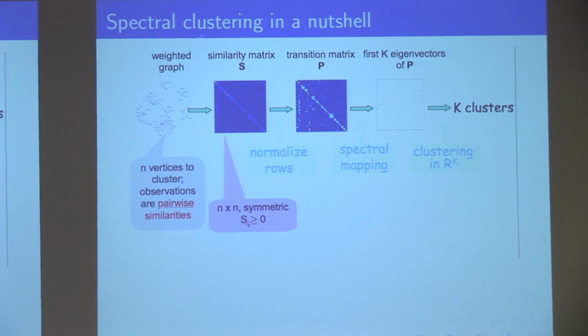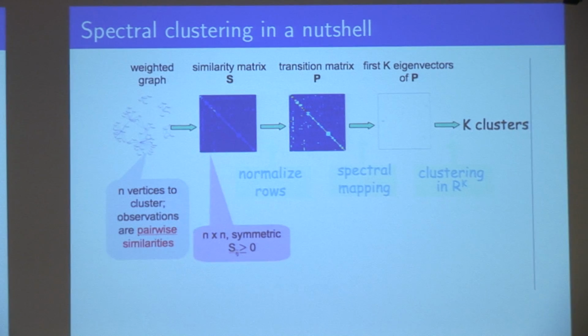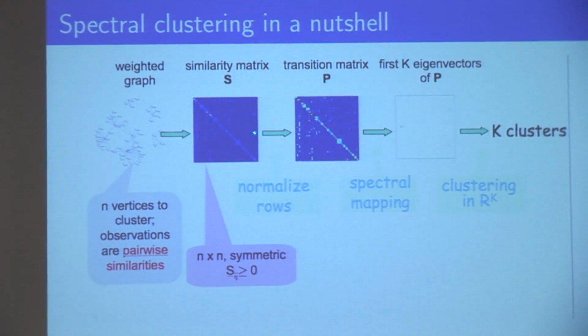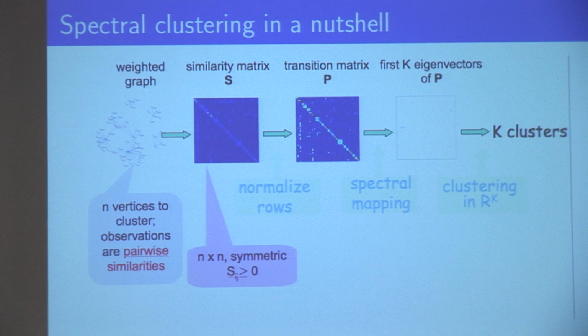So I have a graph, a social network. I get the similarities. This is the similarity matrix of this graph. You see it has a lot of zeros and a lot of small values. I normalize the rows, then I get a transition matrix. This is a transition matrix.